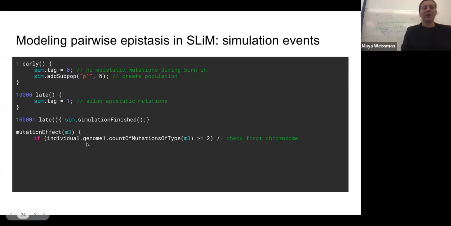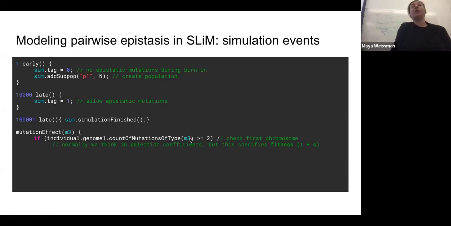So first, I need to check how many mutations of type M3 you have. Because I created a mutation stack policy that is going to only count your last one, this is also ensuring that I'm not accidentally double counting a mutation at a single locus. You have to individually count both chromosomes. So right here, I'm saying, what is your count at genome 1 separately? And if it is greater than or equal to 2, it should just be equal to 2.